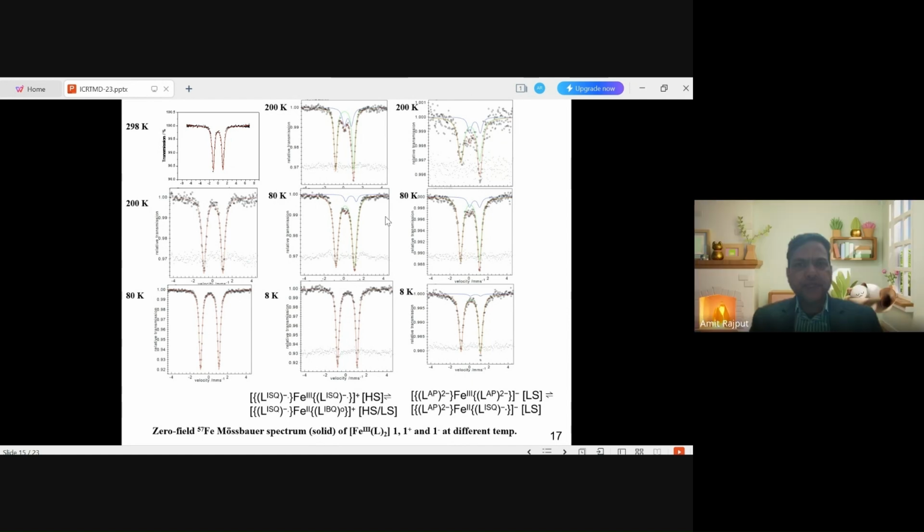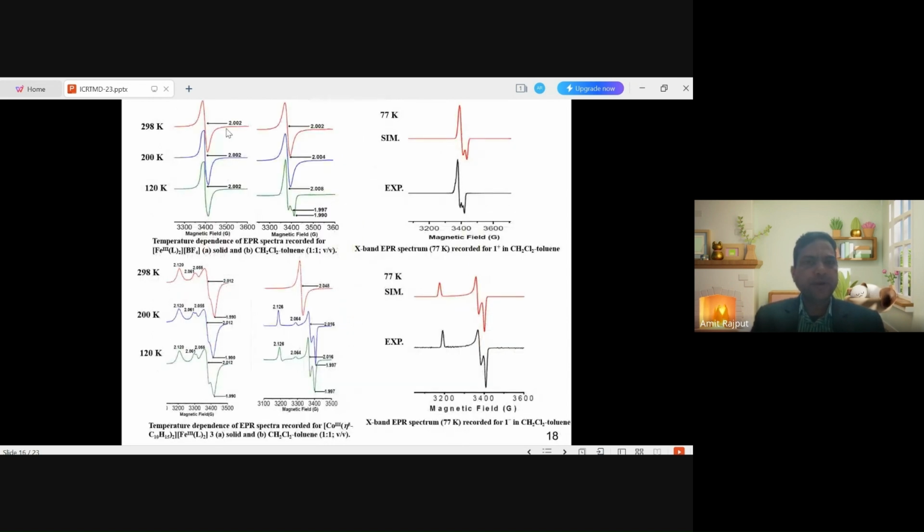Okay. So with the help of Mössbauer, we can prove the valence tautomerism in these complexes. And these are also the supporting data from the EPR for confirming the valence tautomerism.